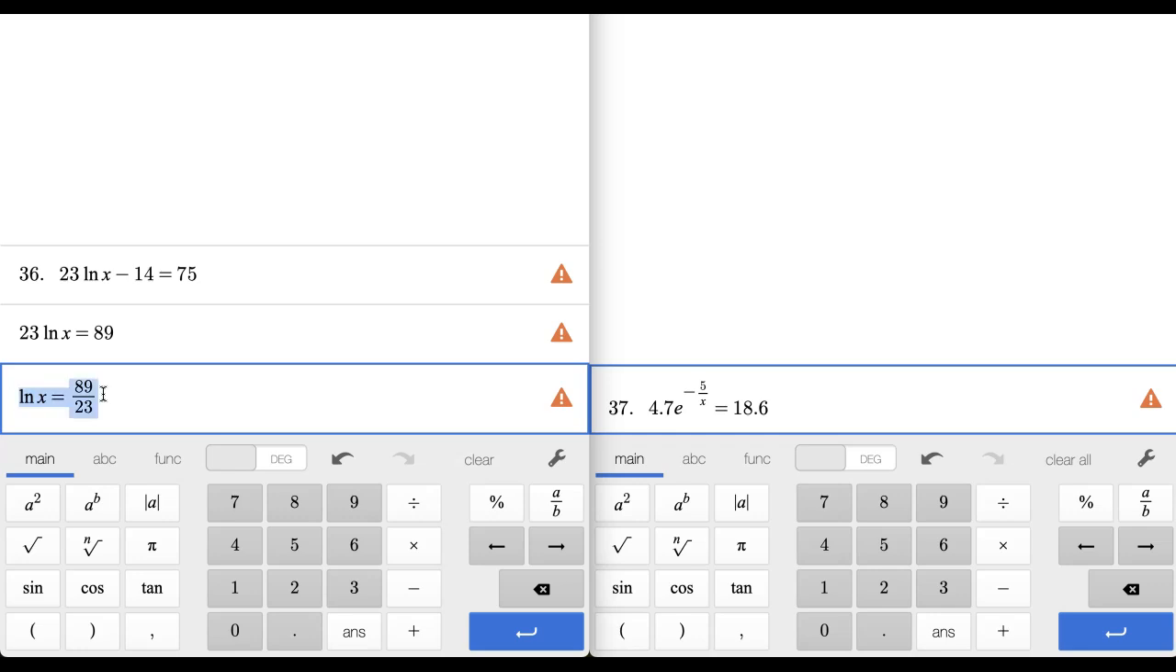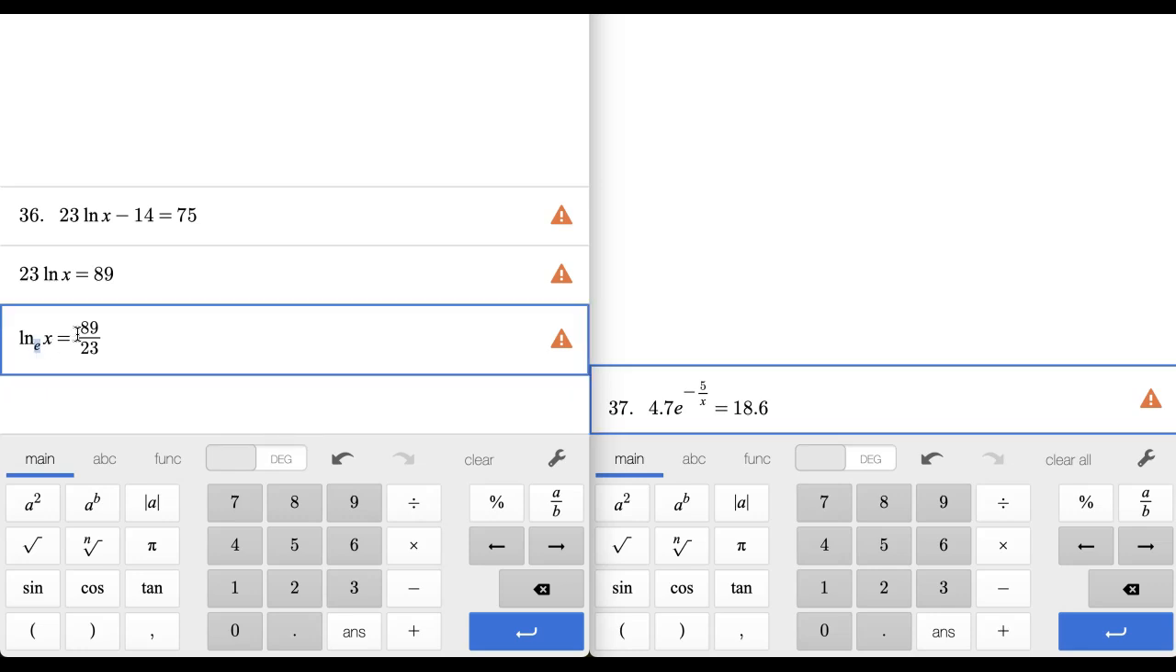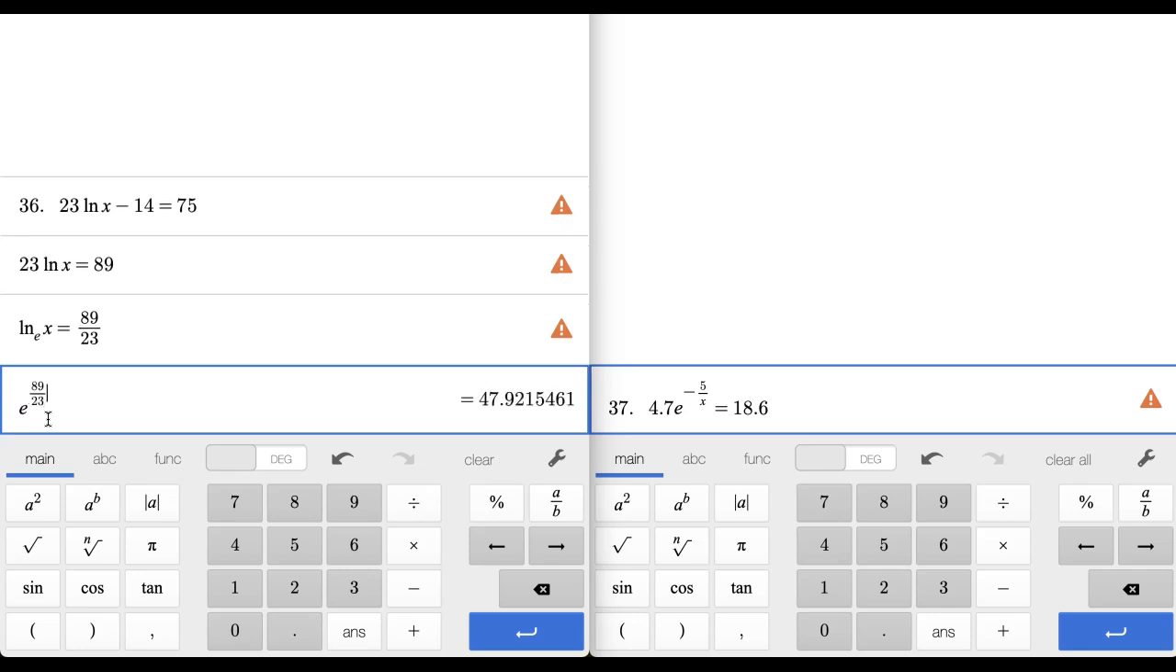Now you can go from log form to exponential form, right? If it helps you, you should know that this is base e. You can literally write that in if you want. Ln is base e, so then we're going to go around the world. e to the power of 89 over 23 equals x, right? And that should give us straight to the answer.